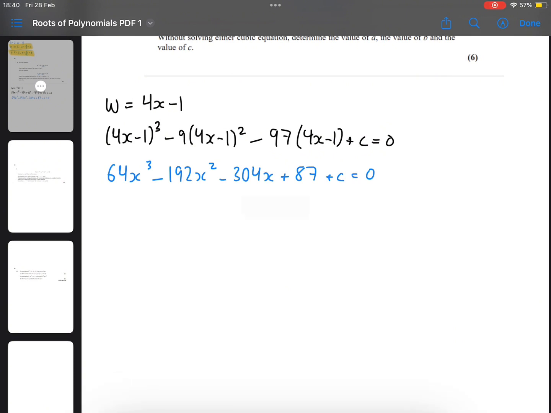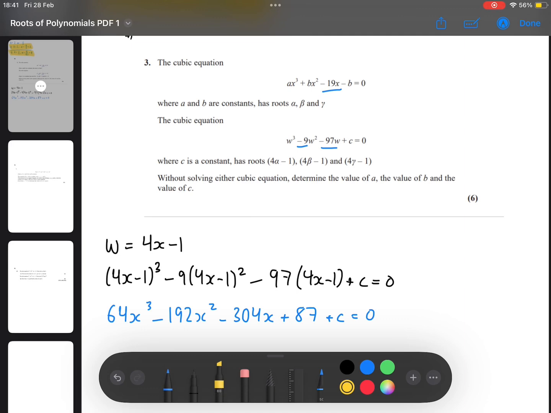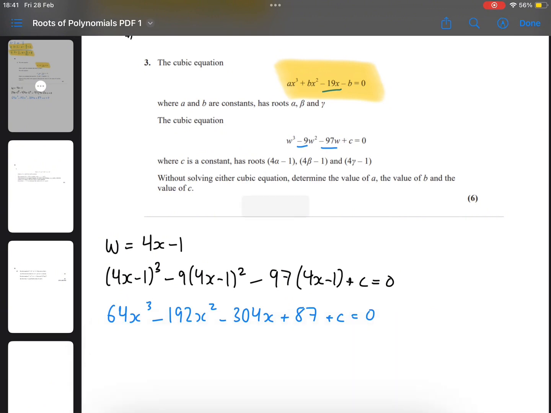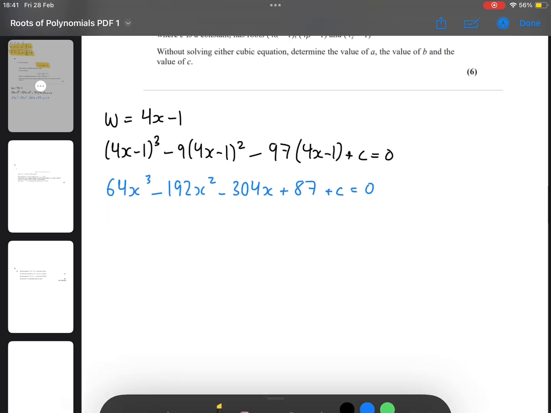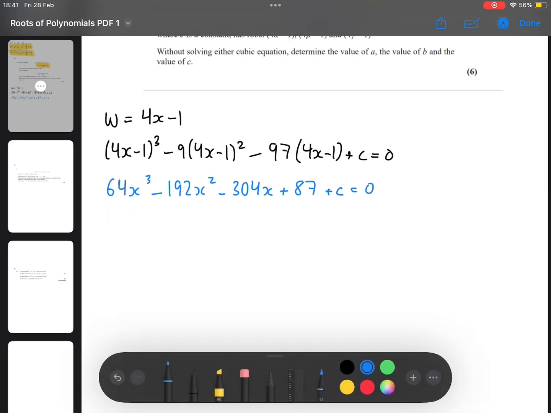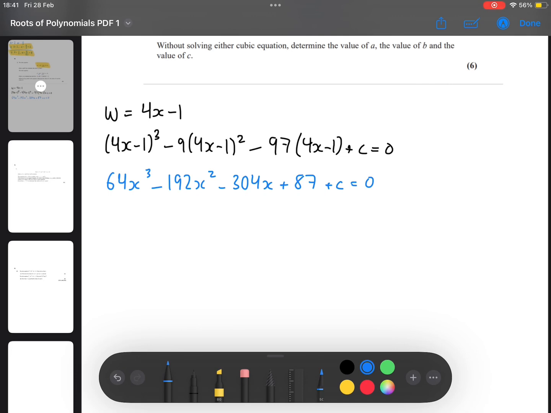Then we know that this equation, and the initial equation which they gave us in the question, the first one, both of those are in terms of x, and they both equal 0, so therefore they're both equivalent. And if we compare, looking at the minus 19x and minus 304x, that can tell us what the multiple of this equation is, so to speak. So in the first one, where we had ax cubed minus 19x, we're going to express the sum of the alpha betas in both of them.